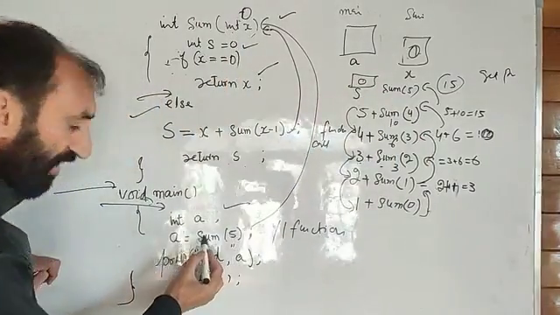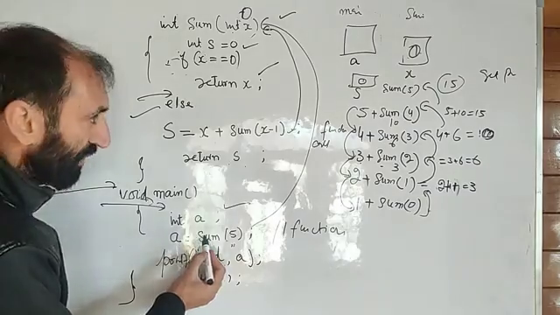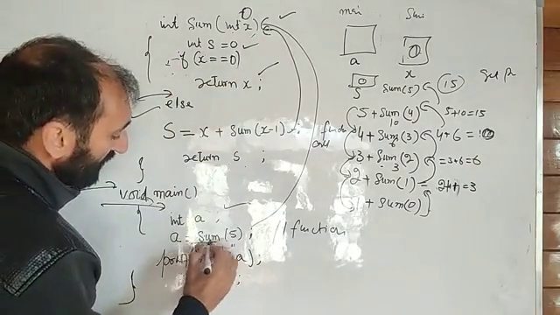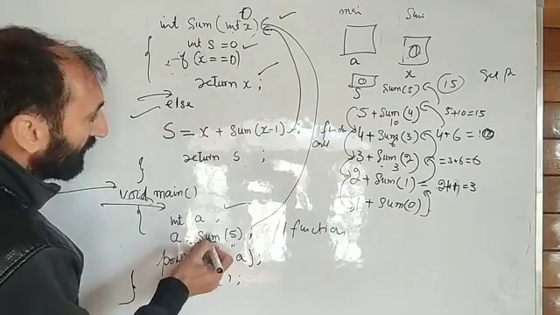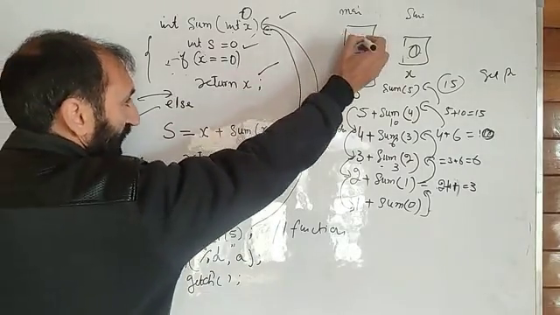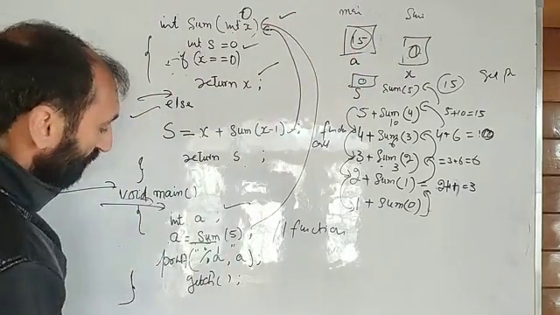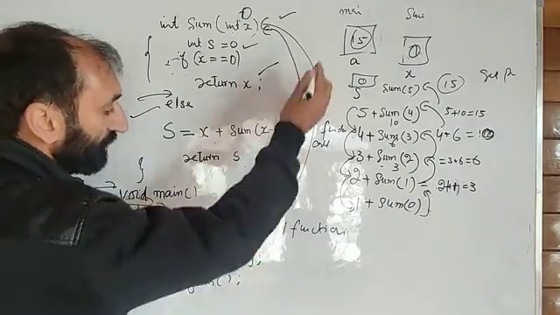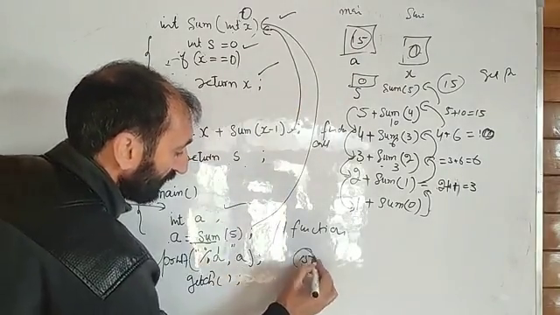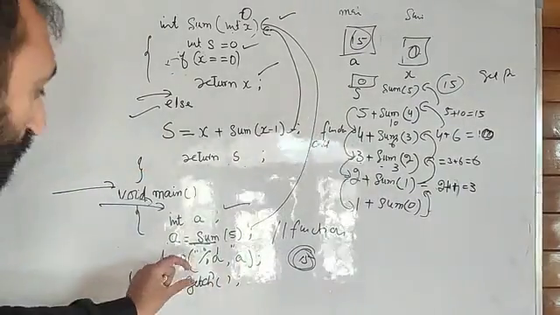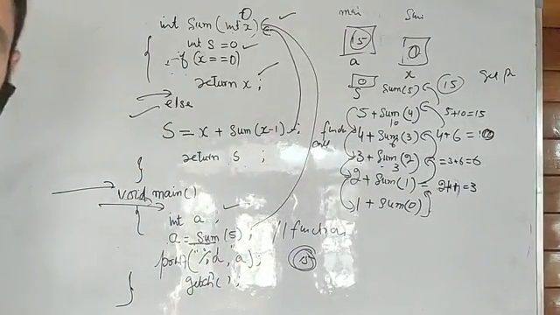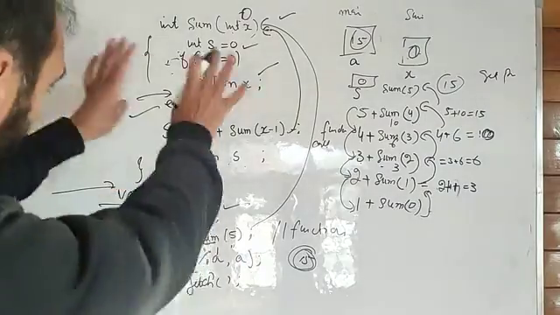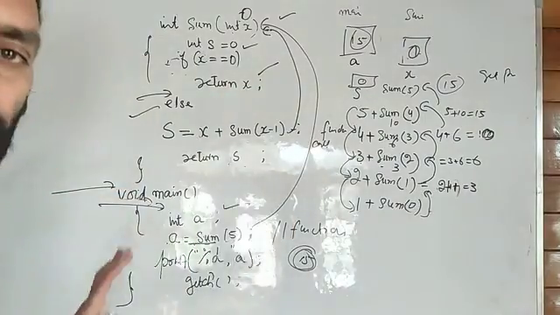Sum 5 is in the main function. Now the control will reach here, and it will get stored in A. 15 gets stored in A, and printf of %d, the value of A, that is 15, so the output of this function would be 15. This is the way the recursive function takes place.